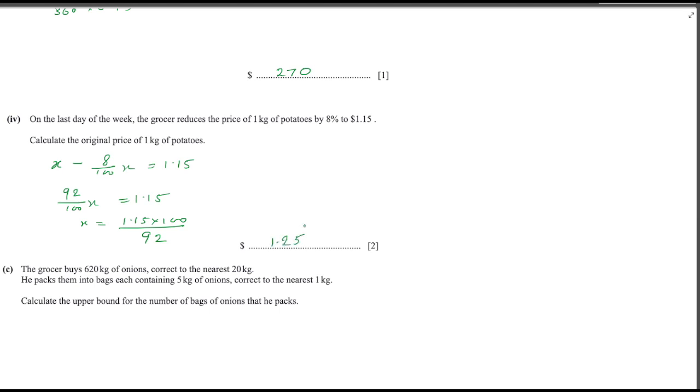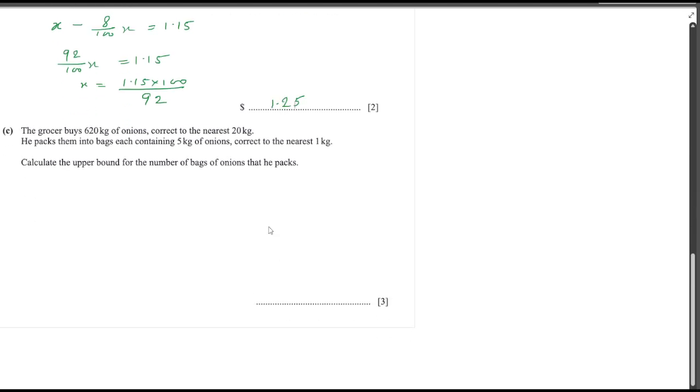So $1.25 is the original price. Now the grocer buys 620 kg of onions, correct to nearest 20 kg. He packed them into the bags, each containing 5 kg of onions, correct to nearest 1 kg. Calculate the upper bound for the number of bags of the onions that he packs. Now you have to find the upper bound of the number of bags.